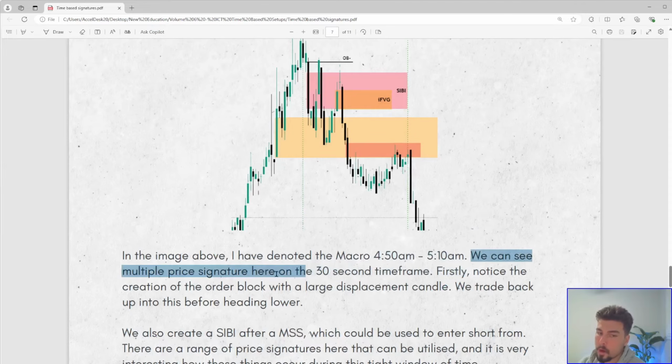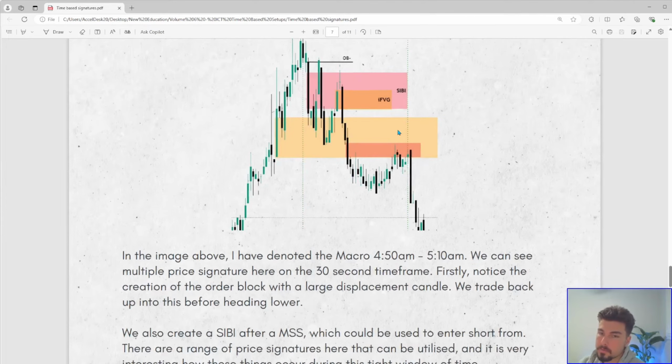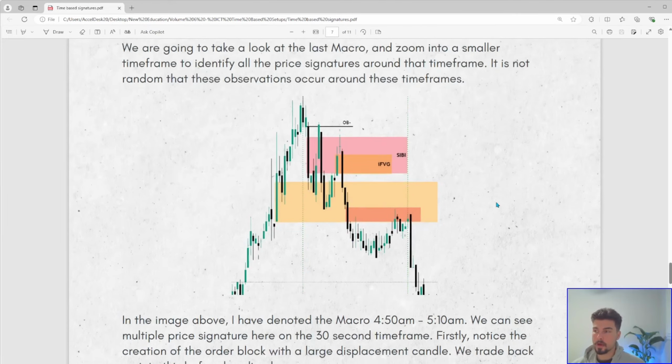We can see multiple price signatures. So number one, we've got an order block. Number two, we've got a sell side imbalance. Number three, we've got multiple inversion fair value gaps, which I've marked out here. And these are all things, right, that take the price lower. But we're going to get into how you can use this then to phrase a high probability trade.